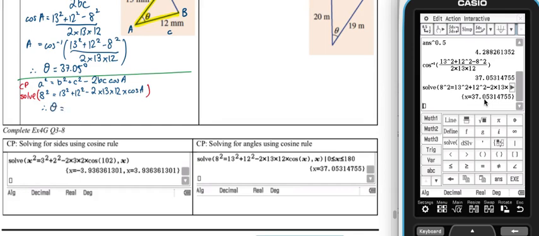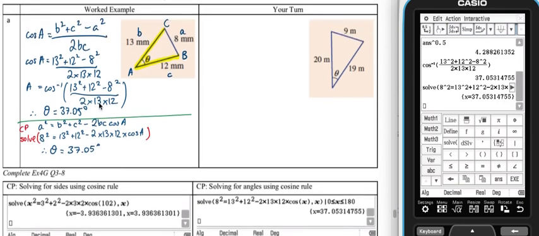Now in this way, we can say that our ClassPad is very, very useful. We avoid a lot of this legwork of having to rearrange and resolve. All we have to do is memorize one equation, which is this equation here in terms of A, and we don't have to memorize this at all. So I would recommend doing this method for the cosine rule in particular.